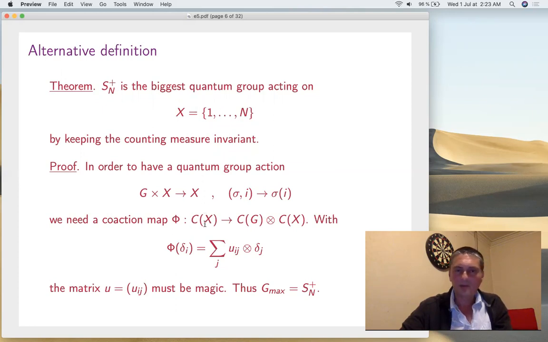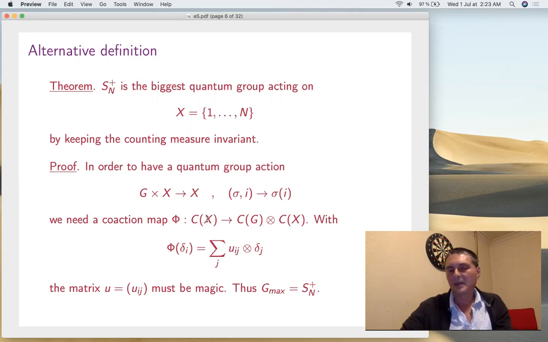So finally I have a map from C^n to C of G tensor C^n, so it's a matrix, right? If you take the standard basis here and here the Dirac masses, you get a matrix. It's given by a matrix. These are the so-called coefficients of the coaction. And so already the general theory tells you that this must be a co-representation in order for this to be a coaction.